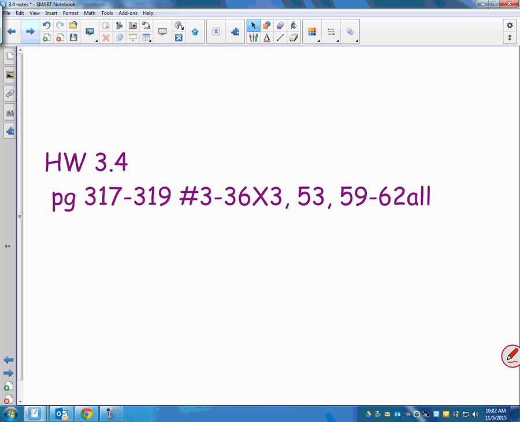So here's your homework. 3 through 36, multiples of 3, 53, and 59 through 62. A lot of it is just changing, like condensing into one logarithm or breaking up, and they're not as bad as the ones that we did together.